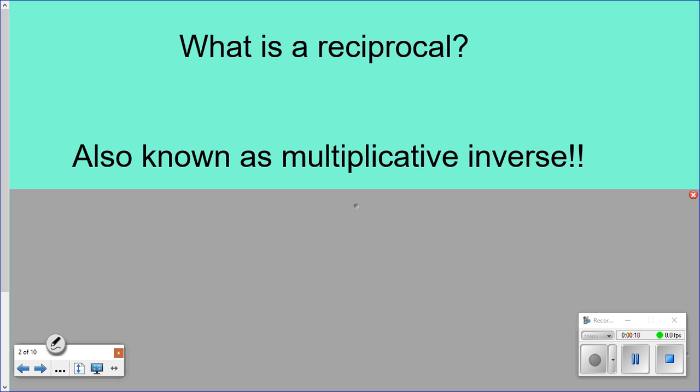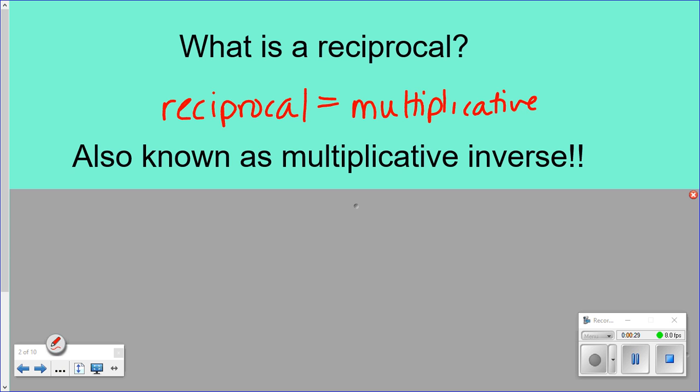So reciprocal, and I'll show you what it is the same thing as a multiplicative inverse. So in some of your directions, it's going to say, find the multiplicative inverse. It's not going to say reciprocal, but it means reciprocal. They're the same thing, okay? Now, what is it?